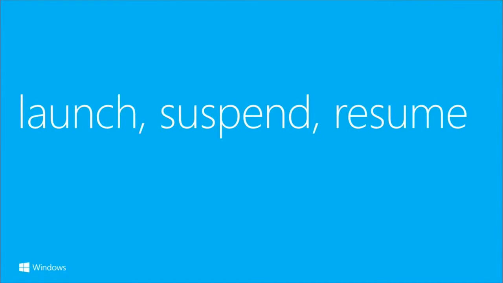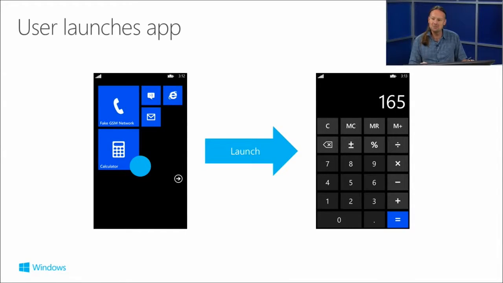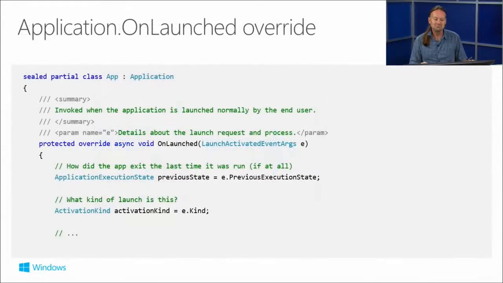Okay, so the first concepts: launch, suspend, and resume. All pretty simple, I'm sure, to most of you. So here we go. The user launches an app. So they tap on a tile, perhaps, and we're going to use the calculator as an example here. They launch the app, and the app is running, and the user interacts with it, and life is good, and the app has full access to the CPU and the memory and everything, and it's a happy little calculator.